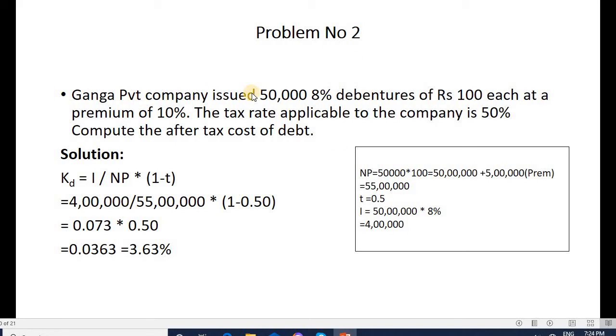Next problem: Ganga Private Company issued 50,000 8% debentures of rupees 100 each at a premium of 10%. Here the debt is issued at a premium of 10%. The tax rate applicable to the company is 50%. Compute the after tax cost of debt. Solution. KD is equal to I by NP into (1 minus T), where I is interest. 50,000 into 100 becomes 50 lakhs, and 50 lakhs into 8% is 4 lakhs. NP, net proceeds: the debentures are issued at a premium of 10%, so 10% of 50 lakhs is 5 lakhs. So 50 lakhs plus 5 lakhs is 55 lakhs. We divide 4 lakh by 55 lakh into (1 minus T), that is 0.5 tax rate. So 4 lakh divided by 55 lakh is 0.073 into 0.5 is 0.0363, which we express as a percentage, that is 3.63%. So the cost of debt is 3.63%.